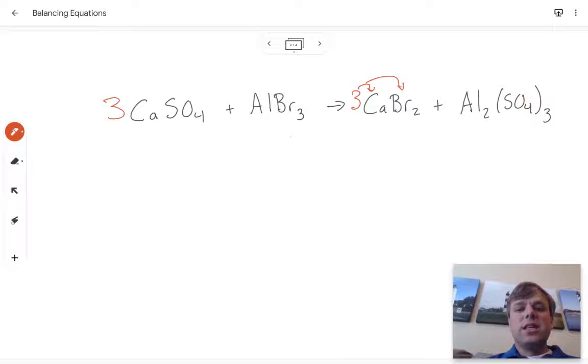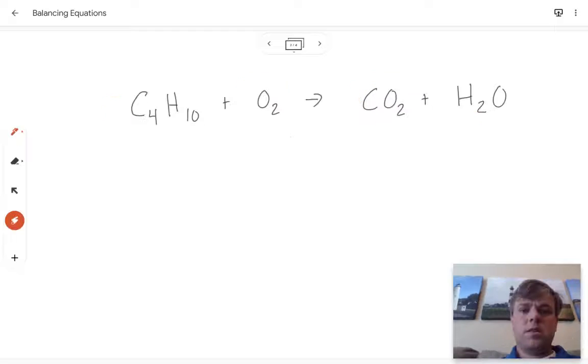It also gives us 2 aluminums. And over on the other side, we have a 2 in front of aluminum. So that looks balanced as well. So our coefficients are 3, 2, 3. And then we don't need anything out here in front of aluminum sulfate. There's like an invisible 1 there.